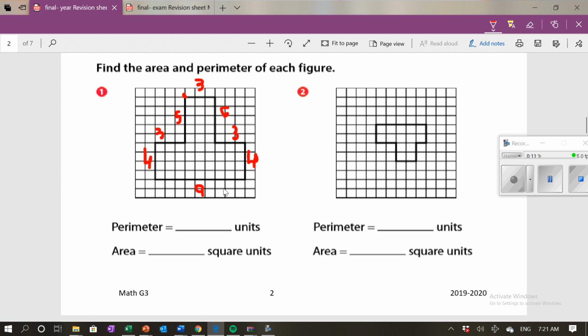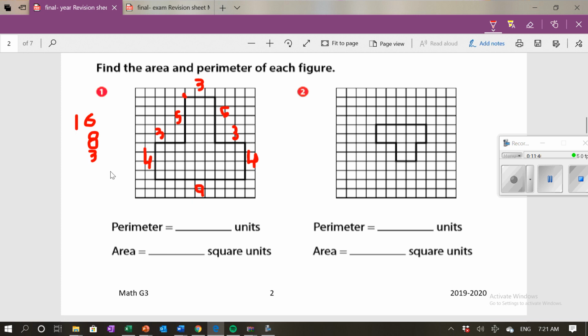Now for the perimeter, I have to find the total by adding all of these. So let's add together. Here we have a friendly number. Double of 5, perfect, 10. Double of 3, 6. 10 and 6, 16, perfect. Double of 4, yes, 8. 16 and 8. Let's write it here. So here is 16 plus 8. We still have 3.